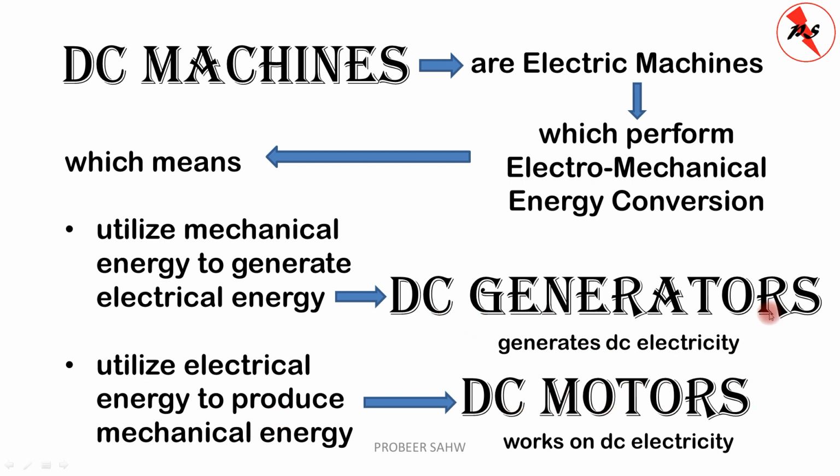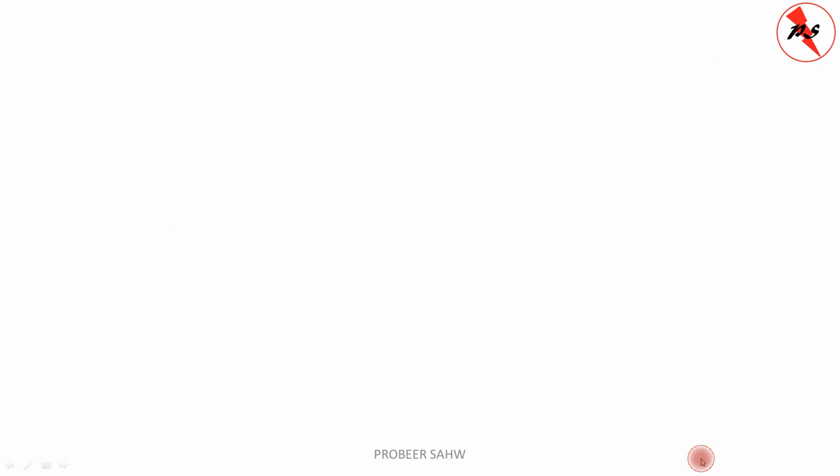A DC generator takes mechanical energy as input and produces electrical energy. So DC generators generate DC electricity. And DC motors take electrical energy as input and produce mechanical energy as output. So DC motors are the ones that work on DC electricity.